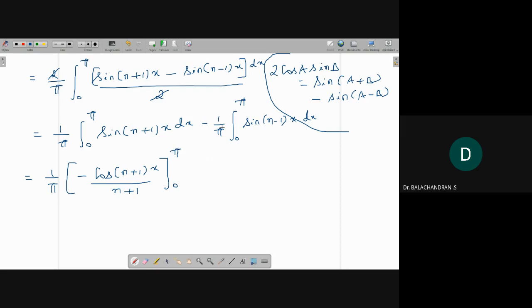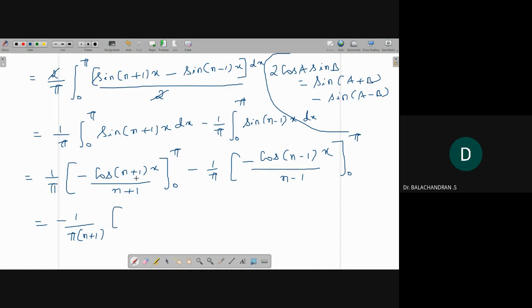Here, if you integrate the second one, minus 1 by pi times minus cos of (n minus 1) x divided by (n minus 1), limit from 0 to pi. So take minus commonly, and pi, and also n plus 1 I took common.